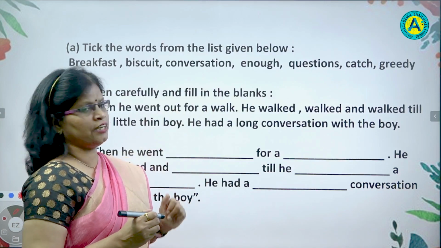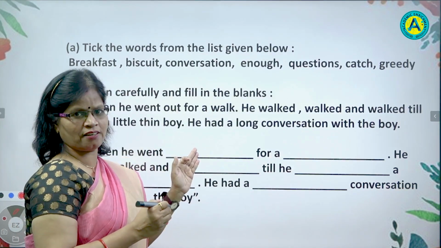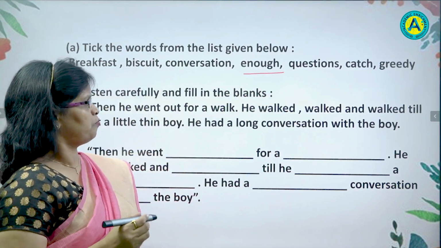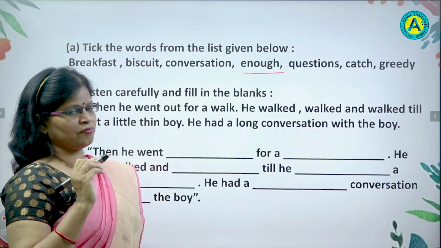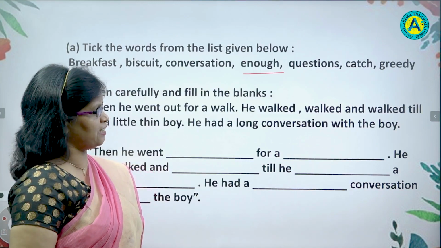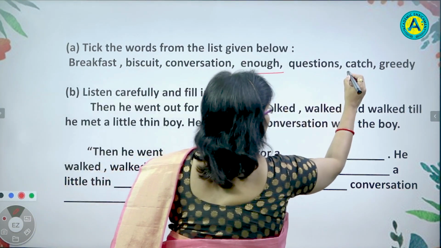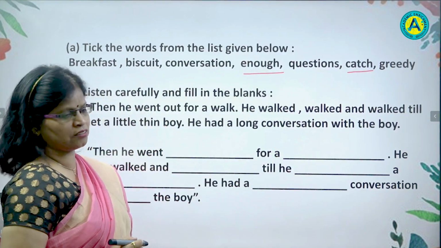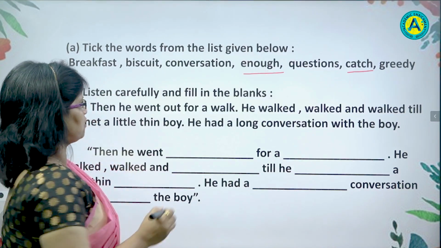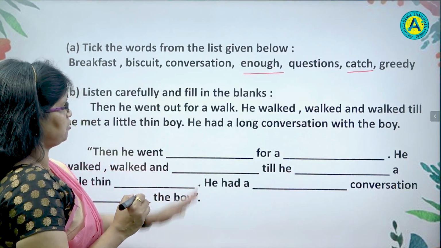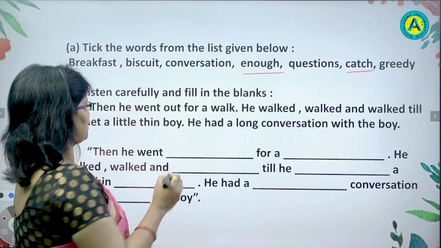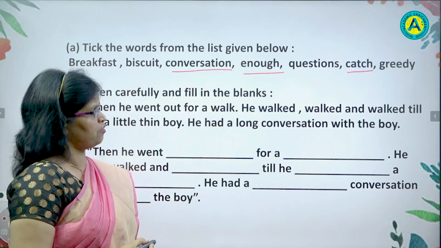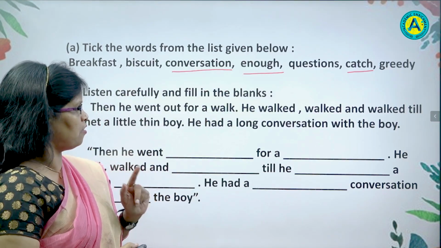Now, enough. Where it has been written? Yes, it is written here. Now, put a tick mark on cats. Where it is written? Yes, here cats is written. Now, put a tick mark on conversation. Find it where it is written? Yes, this one is conversation. Okay?